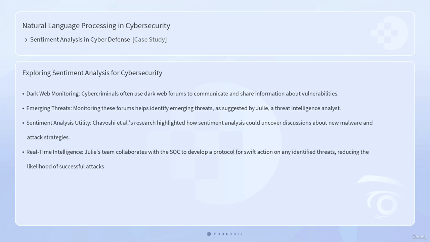This approach raises a question: how can real-time intelligence from these forums translate into actionable security measures? Julie's team collaborates with the SOC to develop a protocol for swift action on any identified threats, reducing the likelihood of successful attacks.